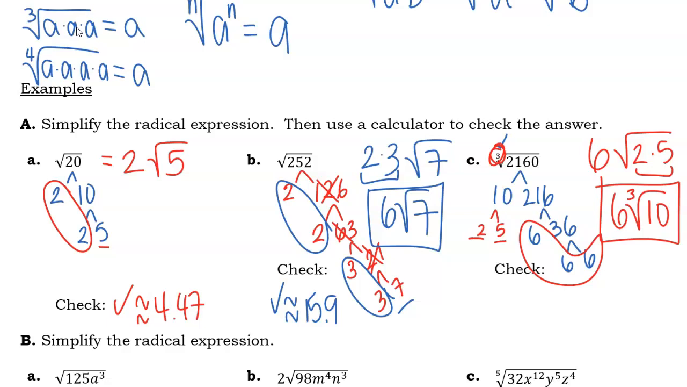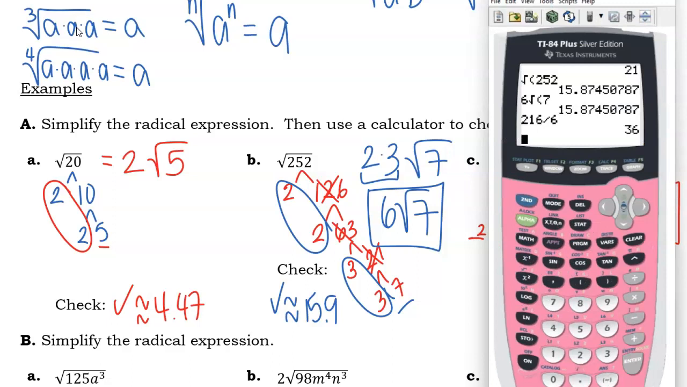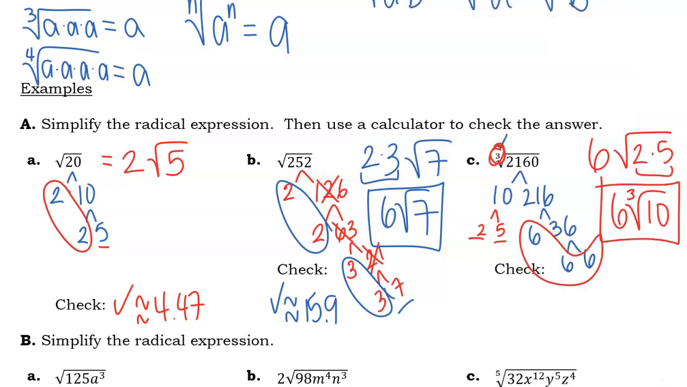Okay. Checking my answer on this one is a little more difficult on this calculator. I have to go into math and find my cube root. But the cube root of 2160 comes out to the approximate decimal of 12.9. And then I had 6 cube root 10, which is the same decimal approximation.